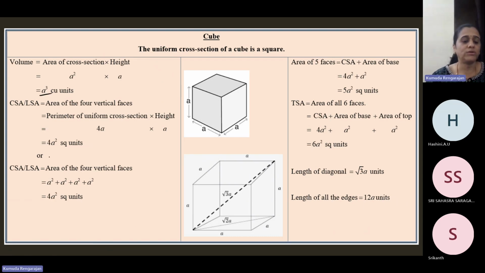So volume A cubed, lateral surface area 4A square. Lateral surface area is 4 faces, 4A square; 5 faces, 5A square; 6 faces is the total surface area, 6A square. Length of the diagonal root 3A, length of all the edges 12A.